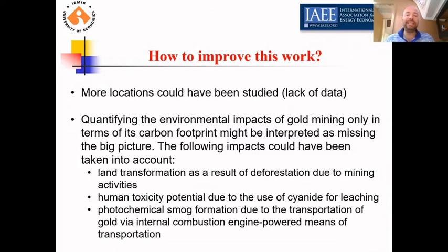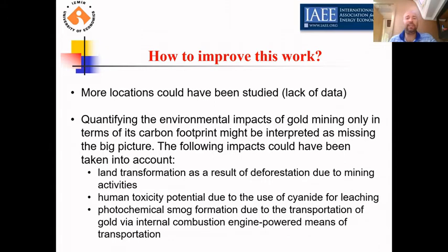We chose carbon footprint because it is definitely the most popular environmental impact nowadays. When you say carbon footprint, engineers, economists, people in any discipline would have an idea about what it is. But Bitcoin mining, and more importantly, gold mining, have several other environmental impacts as well. If we give some examples, the land transformation as a result of deforestation for gold mining is one impact. Human toxicity potential as a result of the use of cyanide for leaching in gold mines is another. And photochemical smoke formation, which is a fancy name for air pollution during the transportation of gold from the point of mining to the point of processing or storage, is another impact.